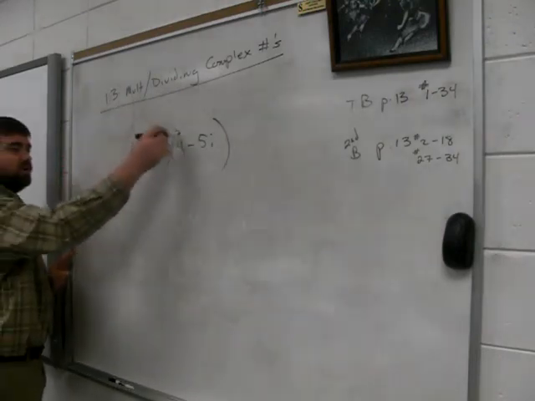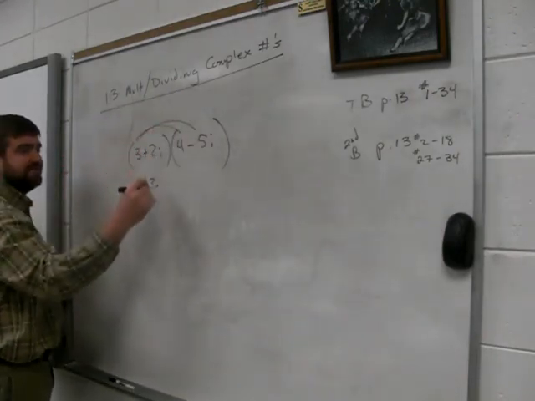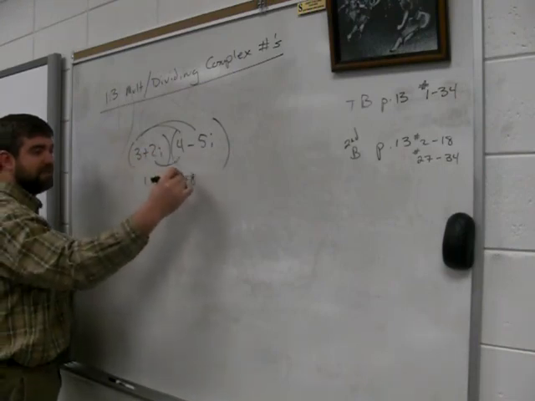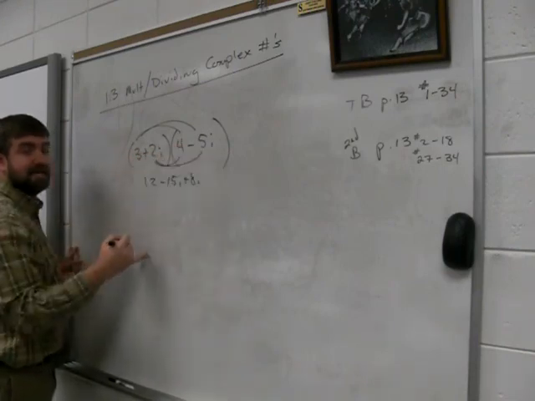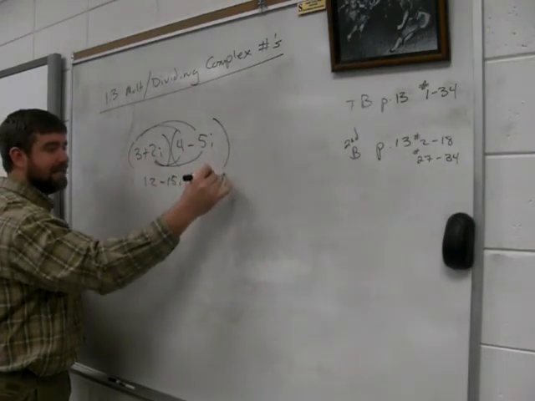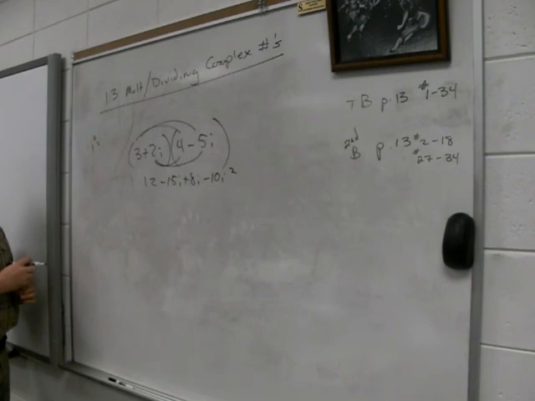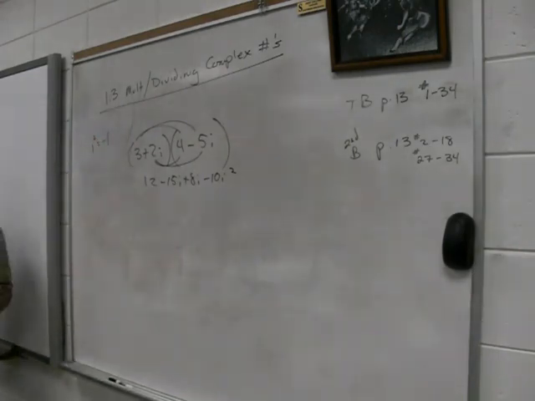3 times 4 is 12. 3 times negative 5i is negative 15i. 2i times 4 is positive 8i. And 2i times negative 5i is negative 10i squared. We said on Monday i squared is equal to what? Negative 1. That's a building block of this chapter, of this week. i squared equals negative 1.